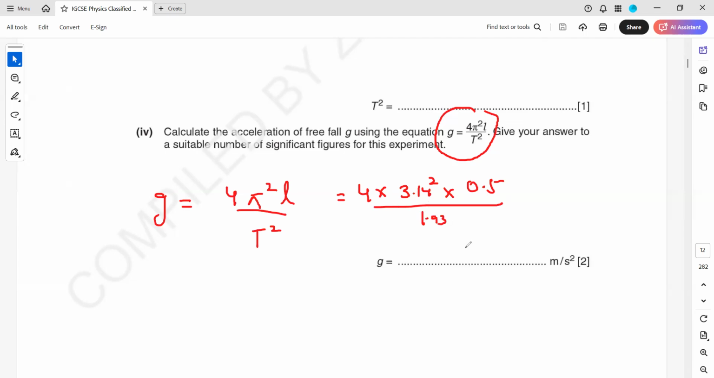When you simplify, what's the answer? 10.1. You are on Earth, not on any other planet. It cannot be 1000, it should be around 10. 9.8 is the value of gravity on Earth, so it should be in the same range. So 10.2.